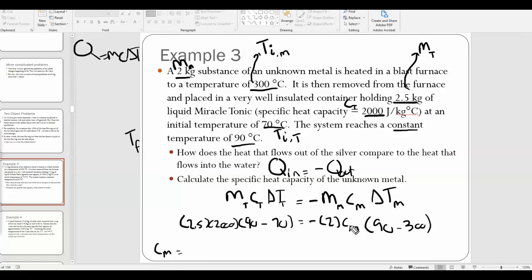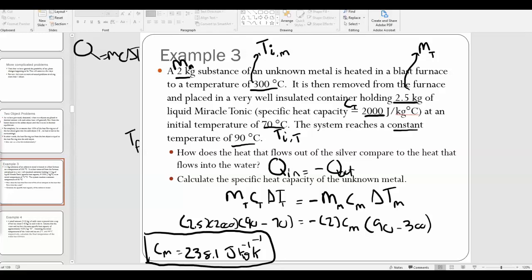So from here, all I have to do is divide both sides by 2, divide both sides by 90 minus 300. I'm going to go ahead and type that into the calculator just to save time. So I'm going to do 2.5 times 2000 times 20, and divide by 2, and divide by 210, and I get Cm is 238.1 joules per kilogram per Kelvin. Or I guess per degree Celsius here, same difference. Okay, and that is the answer to example 3. All right, pause there if you need to look at that some more.